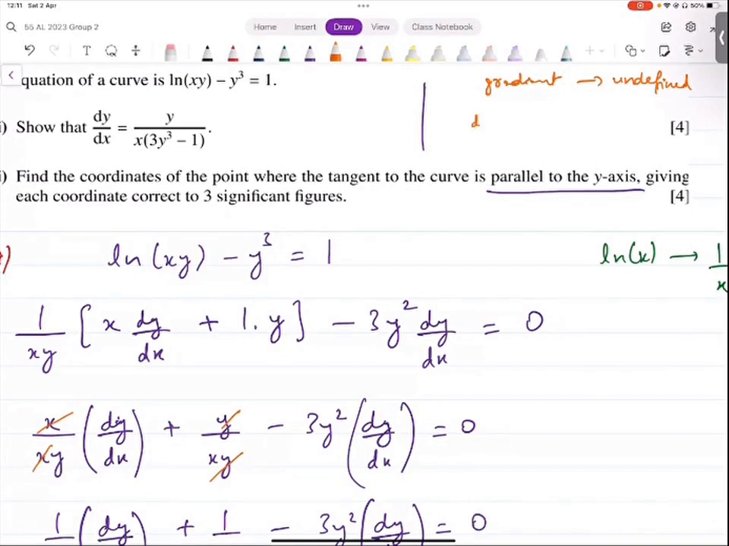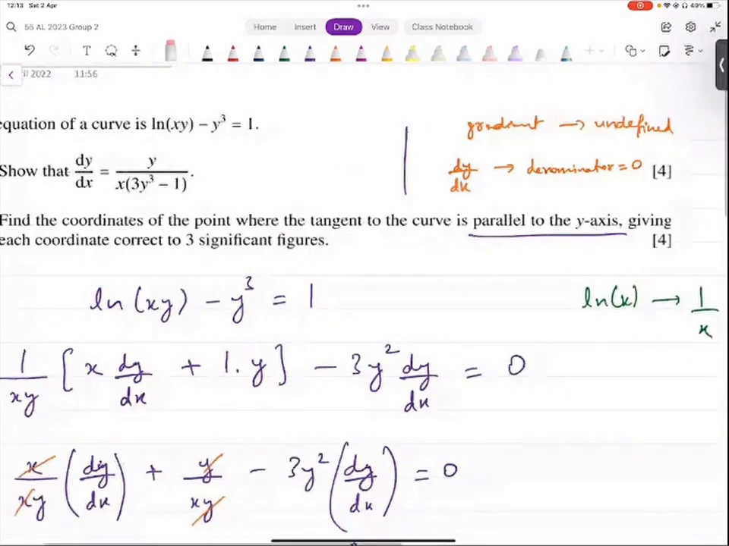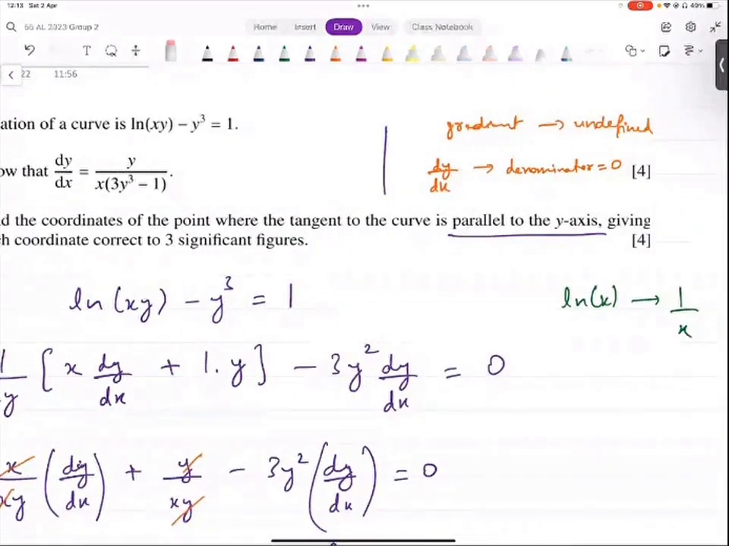dy over dx जो होगा, यानी कि जो डेरिवेटिव होगा, इसका डिनोमिनेटर में इसके क्या होगा? 0 आ जाएगा. डिनोमिनेटर में 0 आ जाएगा. एक्स एक्सिस के पैरेलल होता तो न्यूमरेटर में 0 होता. क्योंकि ये वाई एक्सिस के पैरेलल है, पैरेलल टू वाई एक्सिस का मतलब है डेरिवेटिव का डिनोमिनेटर 0 होगा.